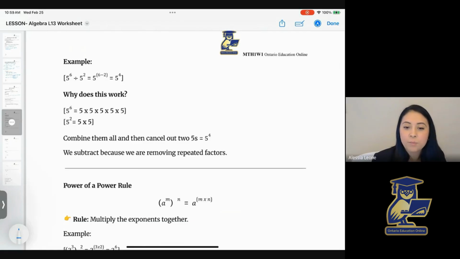When we write it out in repeated multiplication, we have 5 to the power of 6, so 5 times 5 times 5 times 5 times 5 times 5. And then we have 5 to the power of 2, 5 times 5. Now, when we combine them all together, we cancel out 2 of those 5s, so we take these away, right? We cancel those out. We are left with 4. We subtract because we are removing the repeated factors. We're removing that repeated multiplication.